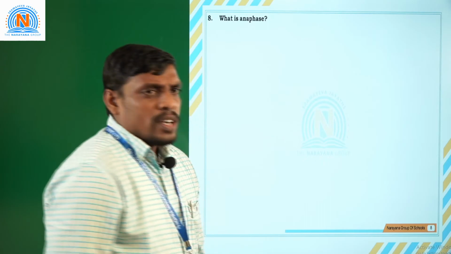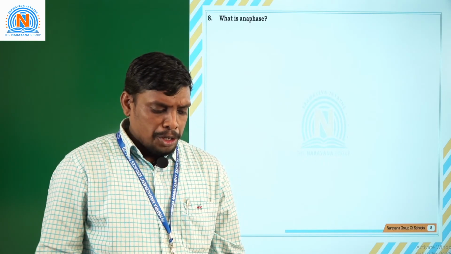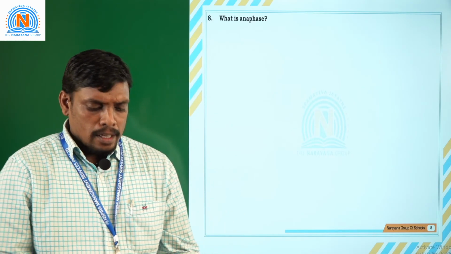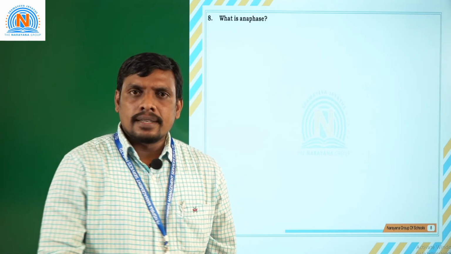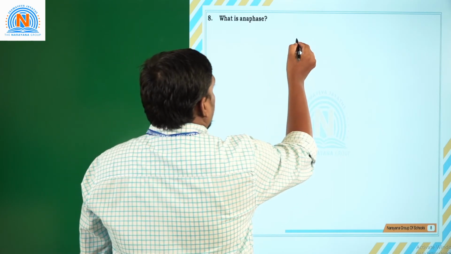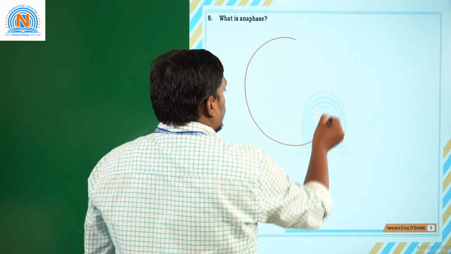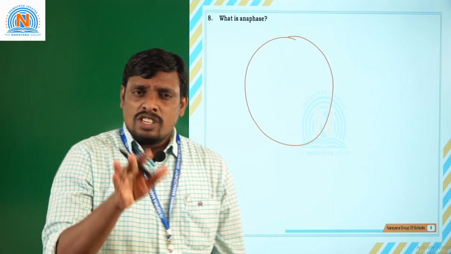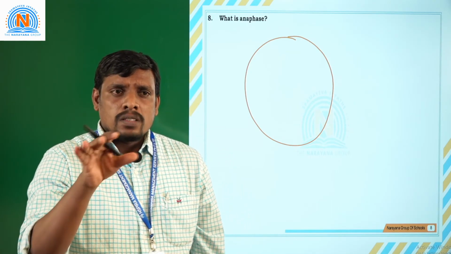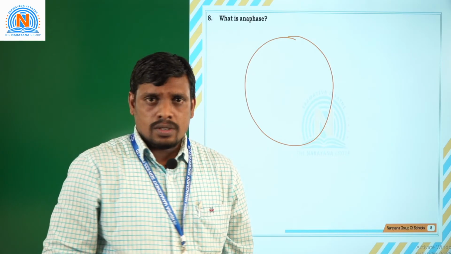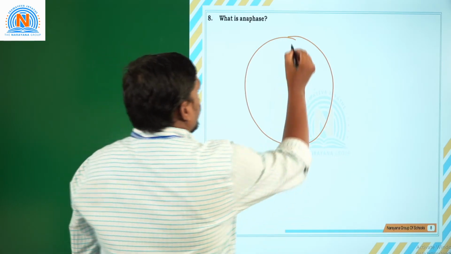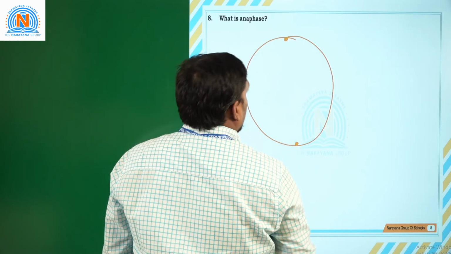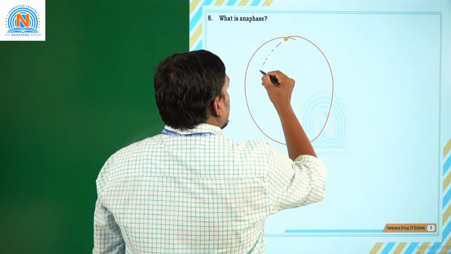Moving on to the next question, students. Eighth one: what is anaphase? How can you explain the process of anaphase? Anaphase is the third stage of meiotic cell division, in which sequential changes occur. If you look at anaphase, from the anterior portion and posterior portion of the cell, fiber-like structures appear.